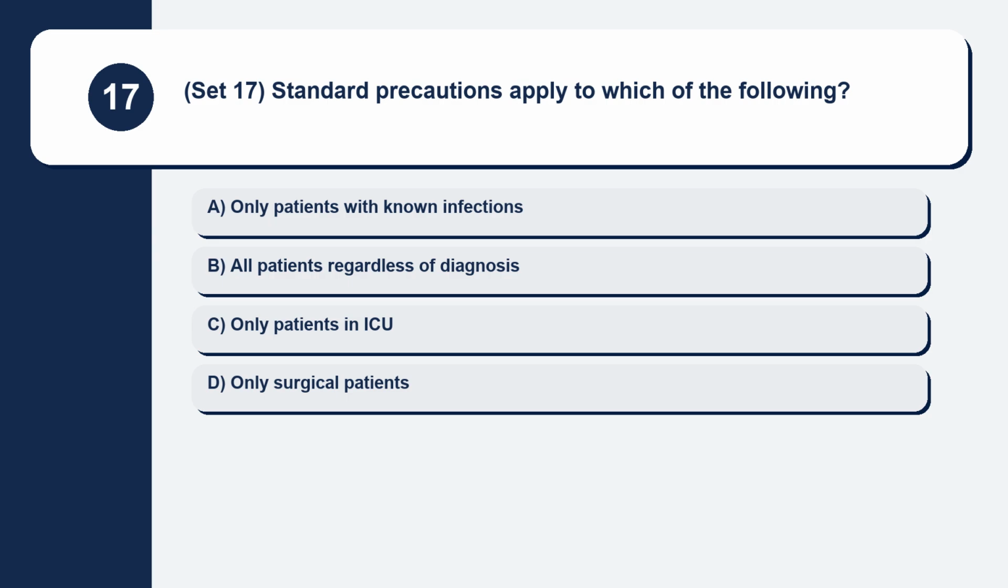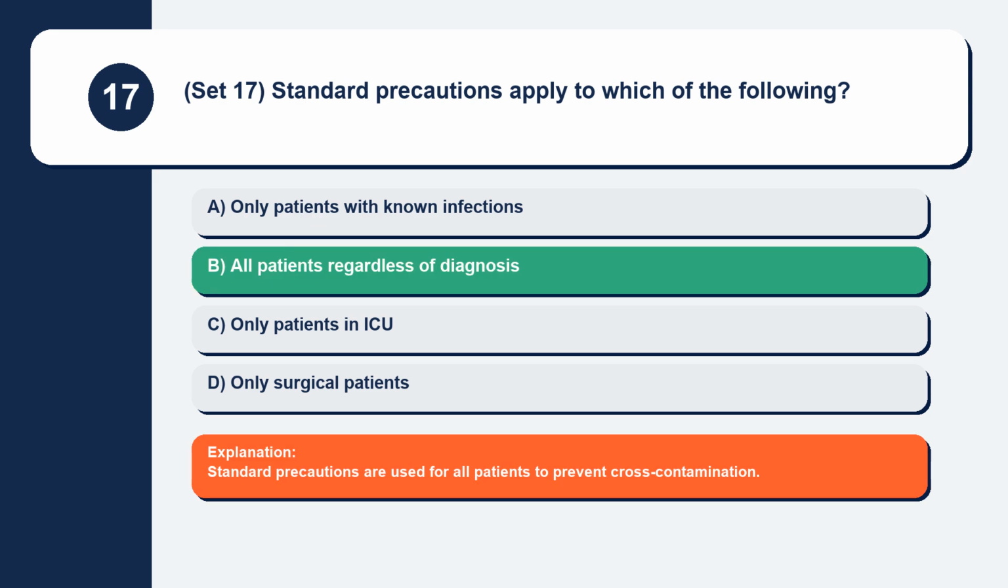Question 17. Set 17. Standard precautions apply to which of the following? Only patients with known infections. All patients regardless of diagnosis. Only patients in ICU. Only surgical patients. Standard precautions are used for all patients to prevent cross-contamination.